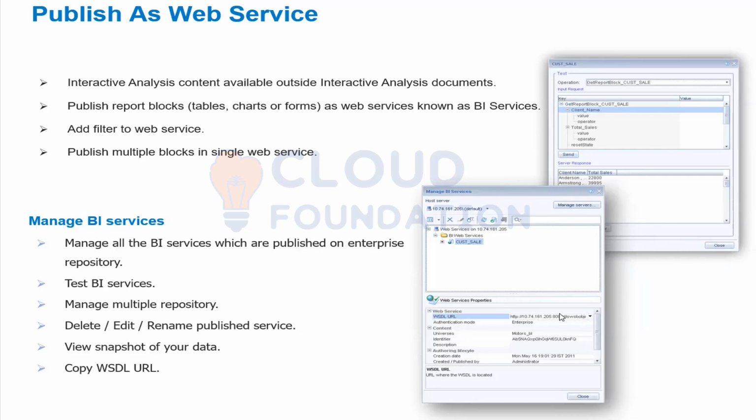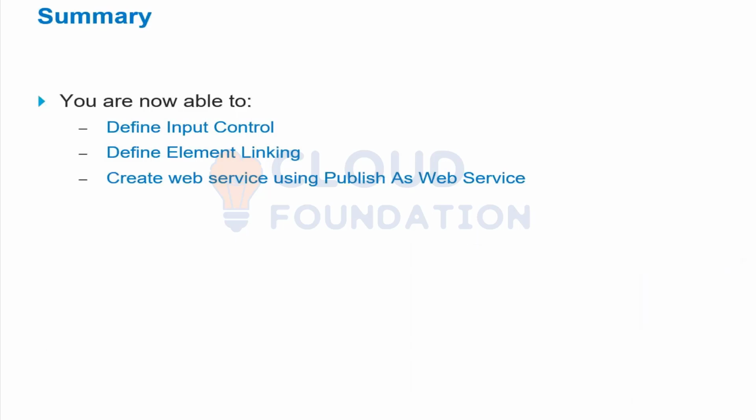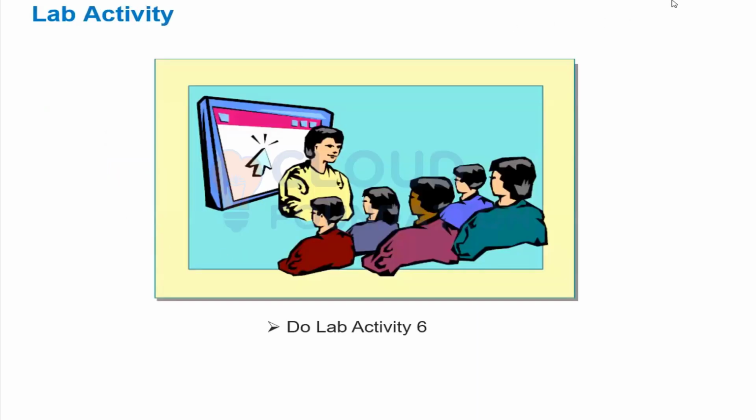Output of this block is stored in this URL, and we can consume this URL in some other tool so that we can get the data and create some visualization. So that is about input control, element linking, and creating a web service using publish as web service. Now let's see lab activity 6.